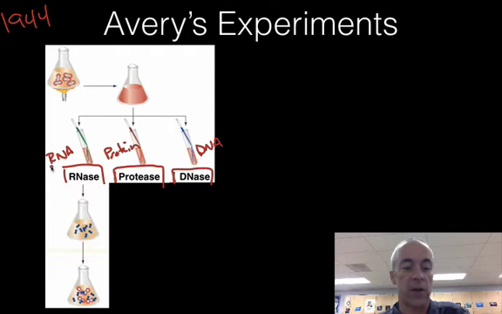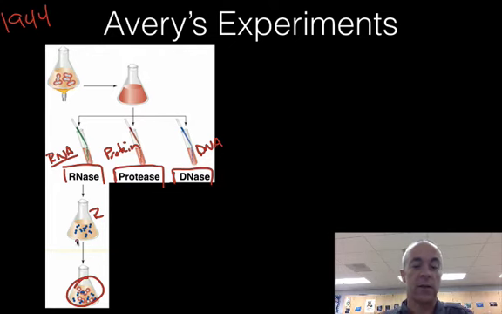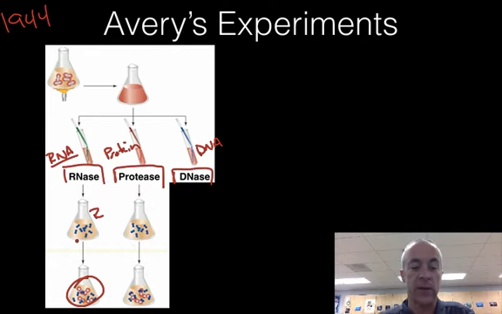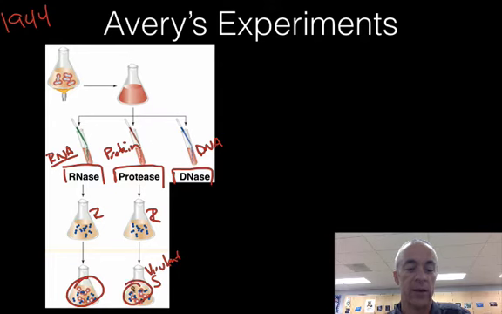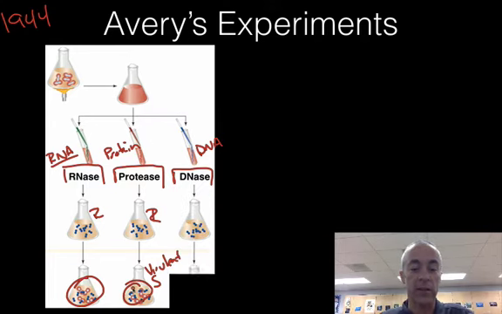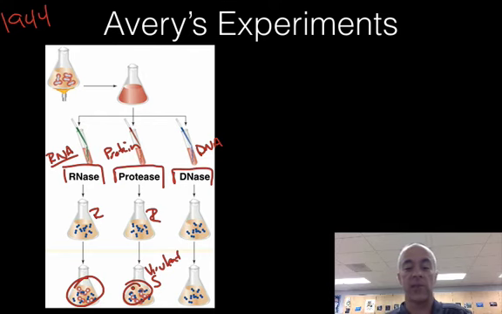In the group that was treated with RNA degrading enzymes, the heat-killed bacteria, the liquid that was isolated, was mixed with that R strain bacteria, and he ended up with virulent S strain bacteria. With the protease group, he found the same thing. He mixed them with the harmless R strain bacteria, and he ended up with virulent S strain bacteria at the end. It wasn't until he treated them with DNA degrading enzymes that there was no change and the R bacteria remained those harmless R strain bacteria.